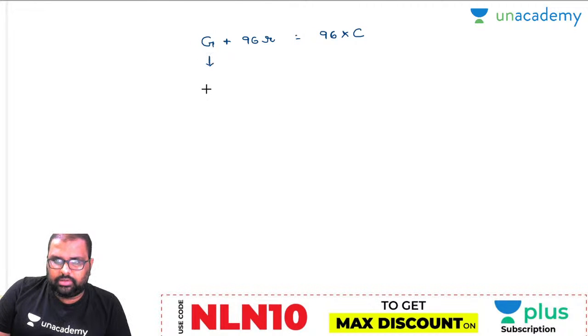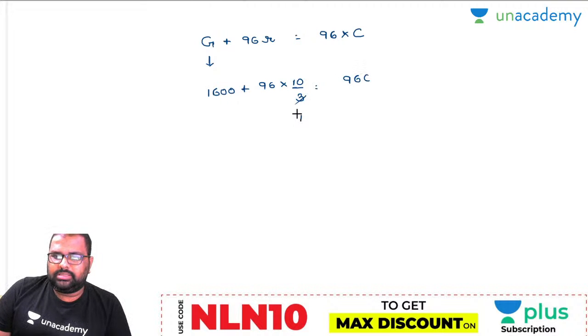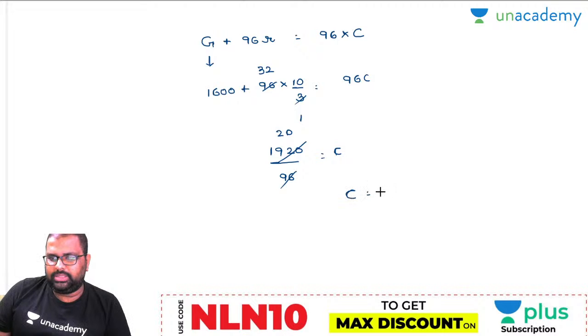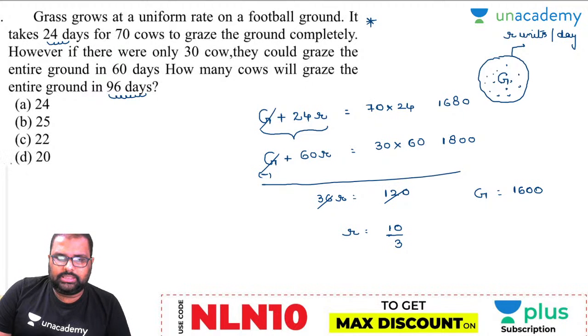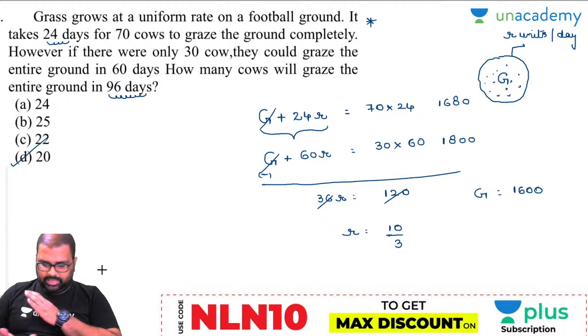Very good. Now, grass is 1600 plus 96 into 10 by 3 is equal to 96 times the number of cows. So 3 ones are 3, 32s are 320, it is 1920. 1920 by 96. So 96 twos are 192, and your value is nothing but how much? 20. So how many cows are there? 20 cows will graze this entire ground and your answer is D. Somebody gave me 24 here. Who is that? Satvik, you gave me option A. It is not 24 then. So those who can frame the equation perfectly can solve this question fatafat.